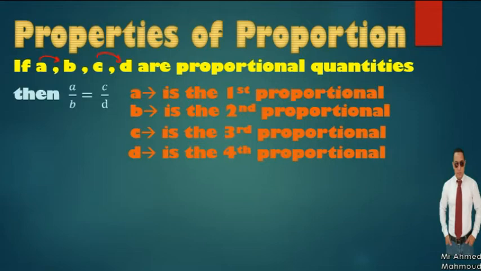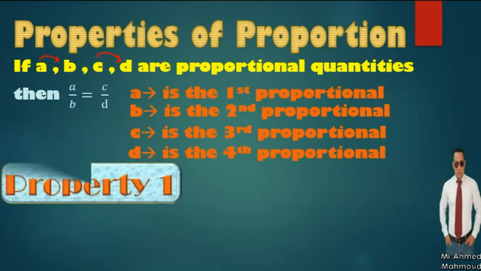Okay, now I'm going to explain the first property of the proportion. We have 5 properties. In this lesson we are going to study 2 properties, and in the next lesson I'm going to explain the other 2 properties. Okay, the first property is this. For example, if we have 2 ratios like this, 1 over 2 and 3 over 6, they are equal because 1 over 2 is half and 3 over 6, divided by 3 each, is also half. Then they are equal ratios. So 1, 2, 3, and 6 are proportional quantities.